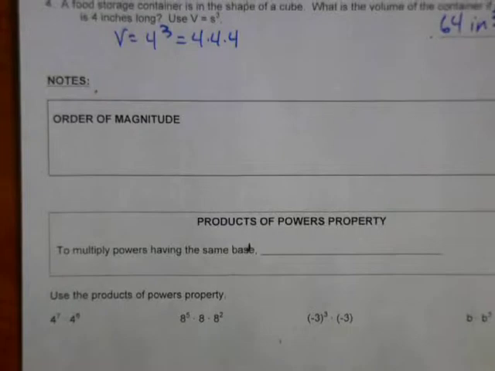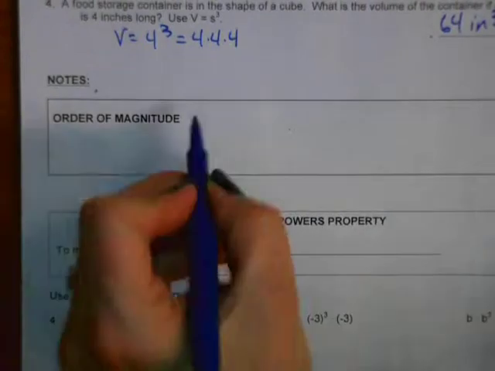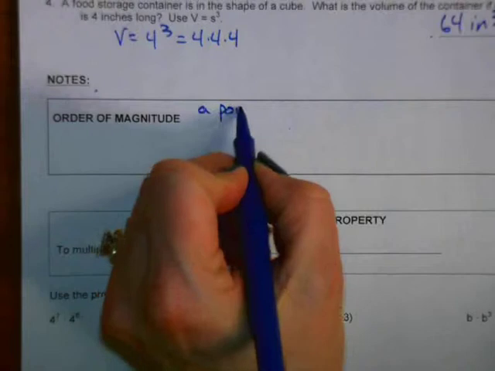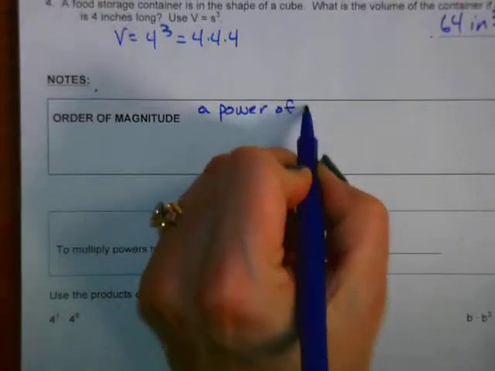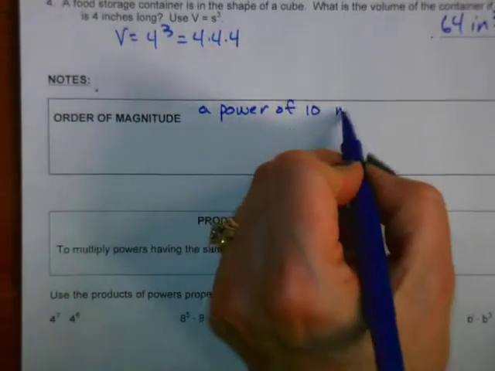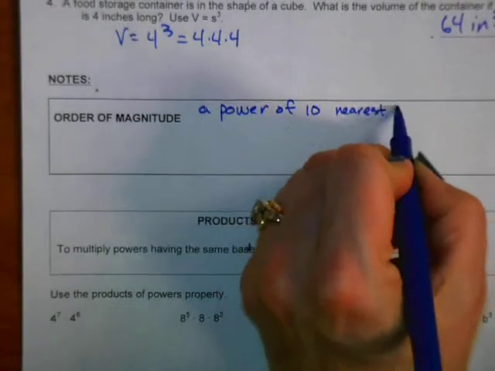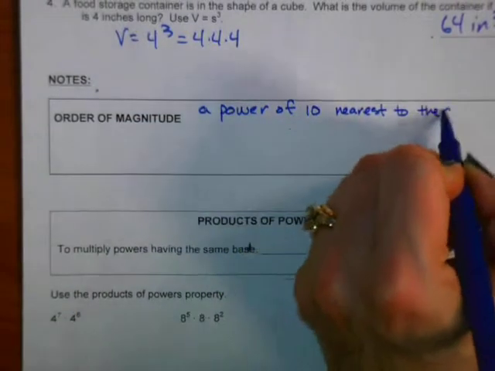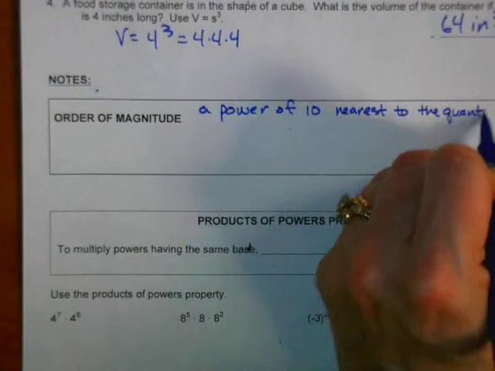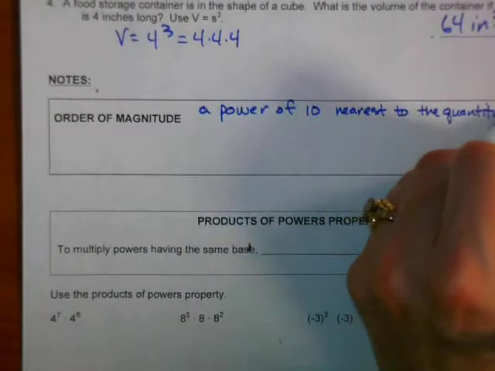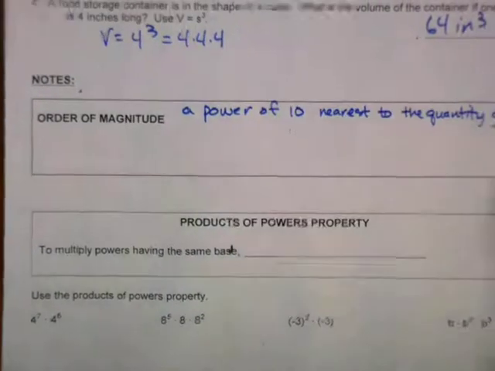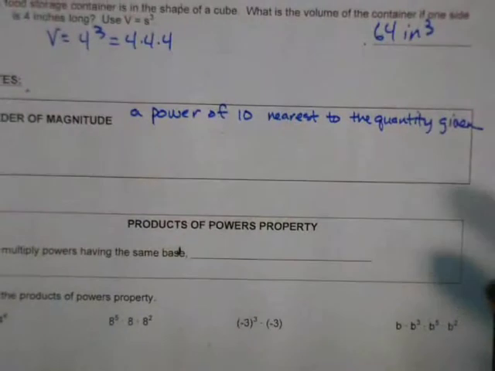Order of magnitude. I'm going to give you a definition right now, and then we're not really going to talk about it until the end of the notes. But I'm just going to do that right now. Order of magnitude is a power of 10 nearest to the quantity given. Now, I'm going to show you examples of what I mean.